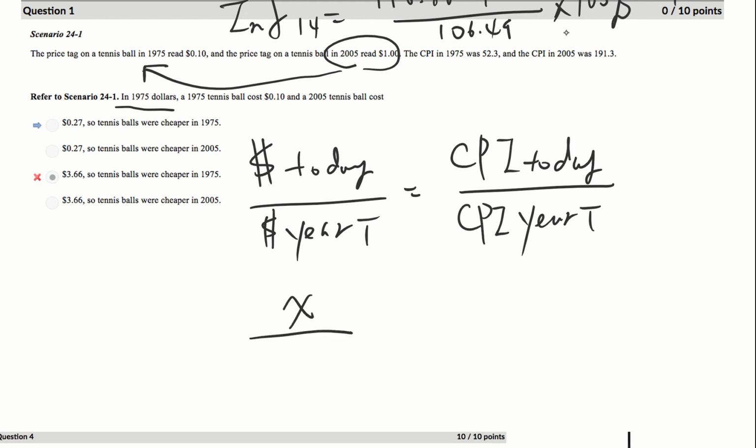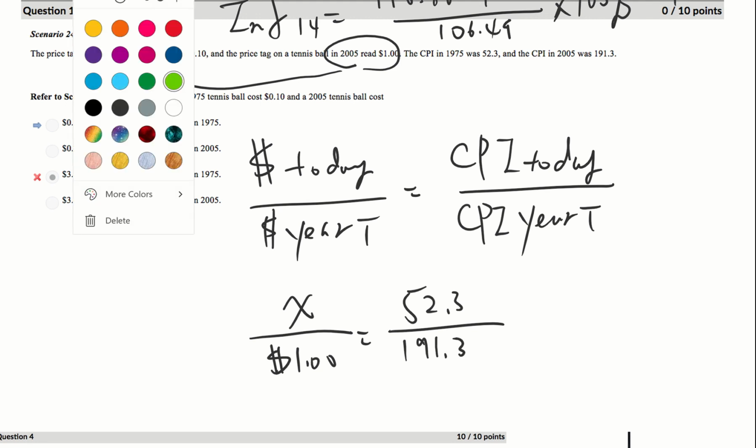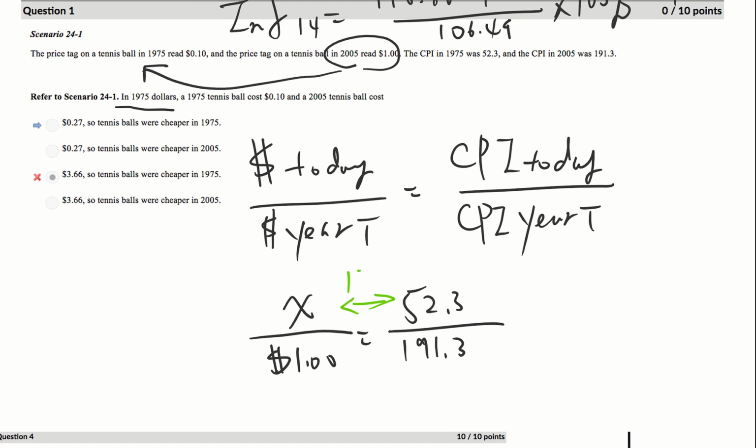Okay, so X divided by the 2005 value, which is $1 in 2005. Now we're looking for the 1975 dollar value, so that's our CPI today. So that will be 52.3 over 191.3. So basically, you're going to keep everything matched. Everything on top will be the 1975 information, and everything on the bottom will be the 2005 information. Okay, so we already know the $1 in 2005. We're looking for how much it is in 1975. So X is what we're looking for.